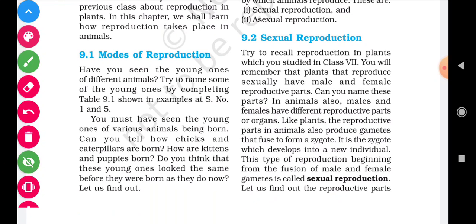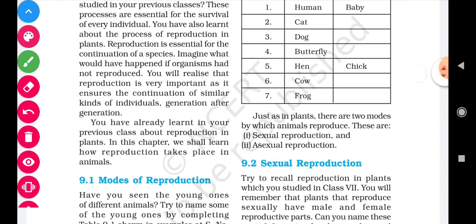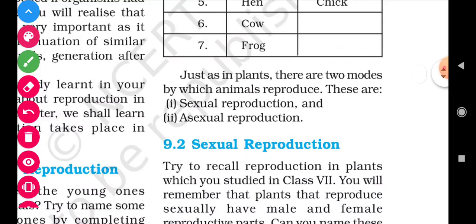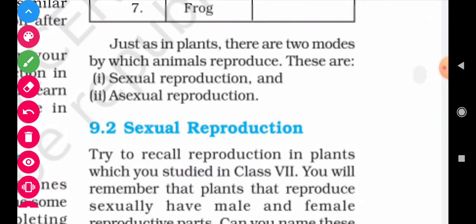So now students, can you tell how the chicks and the caterpillars are born? How are the kittens and the puppies born? Do you really think that these young ones look the same before they were born as they do now? Let us find out. In animals, there are two kinds of reproduction. First is sexual reproduction and the second is asexual reproduction.